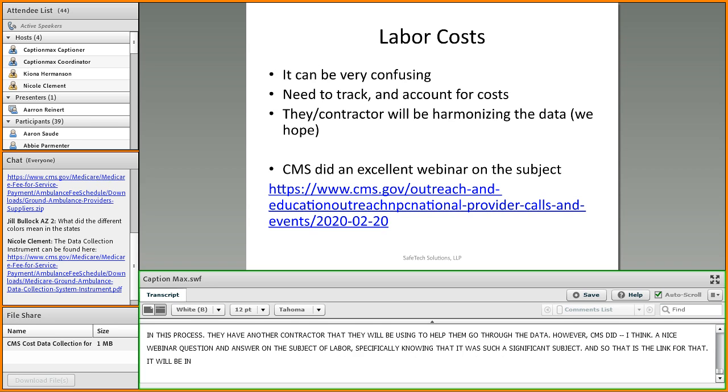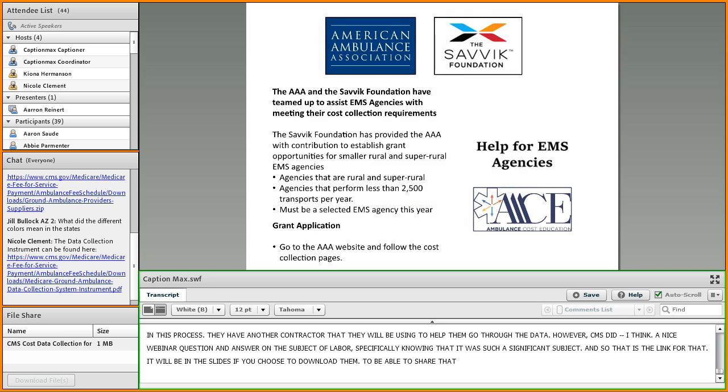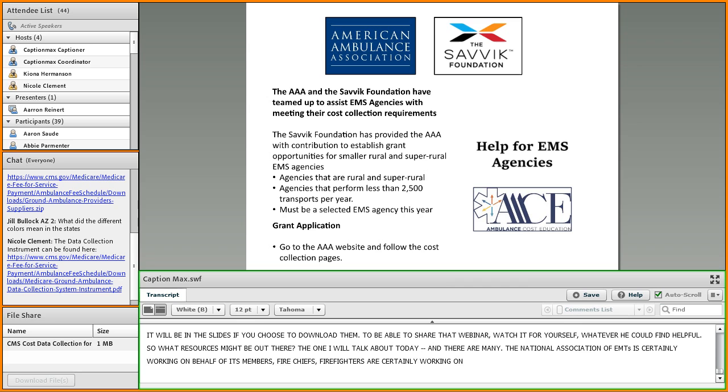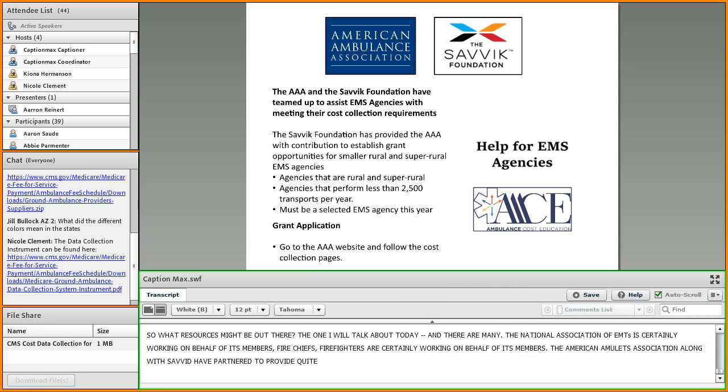CMS contracted with RAND early on to be kind of an advisor to them in this process, and then they have another contractor that they'll be using to help them go through the data. However, CMS did, I think, a nice webinar question and answer on the subject of labor, specifically knowing that it was such a significant subject. And so that is the link for that, and it'll be in the slides if you choose to download them, to be able to share the webinar, watch it yourself, whatever you would find helpful.